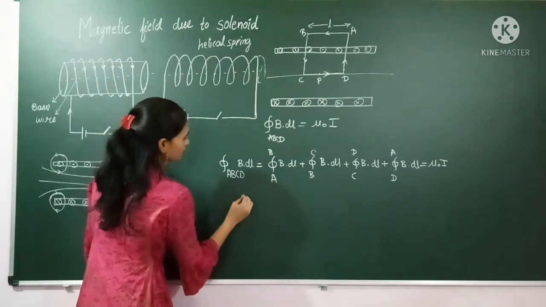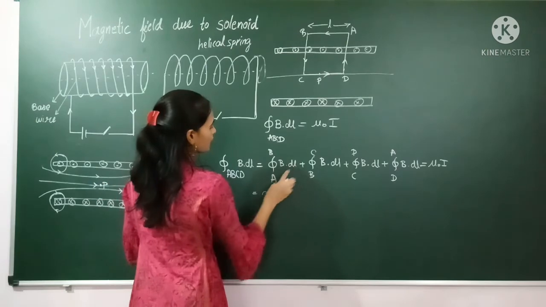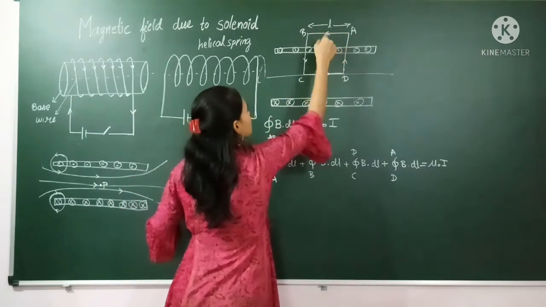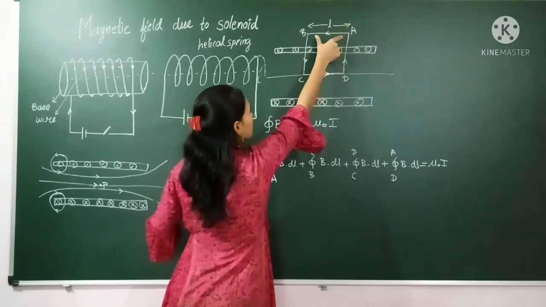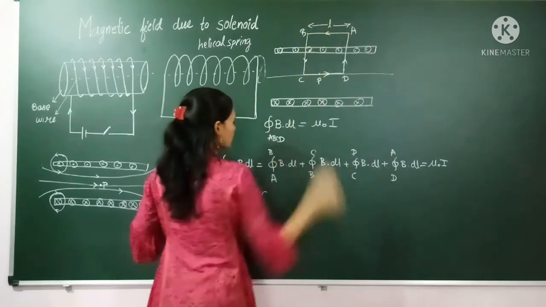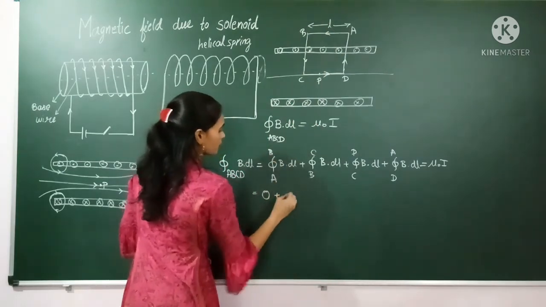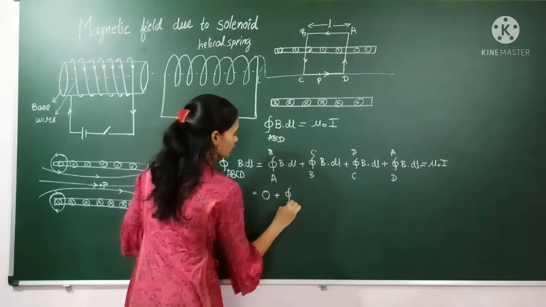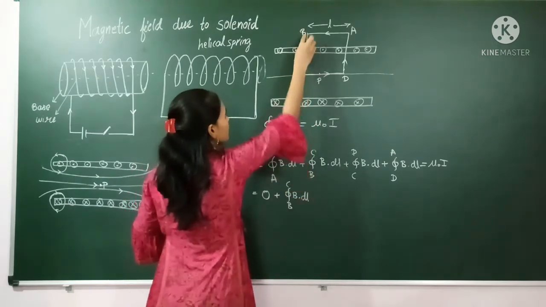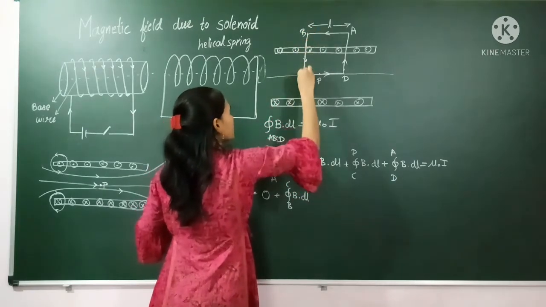Next, after that, here is the closed integral of B dot dl from A to B. This part A to B is outside the solenoid, so there will be no magnetic field. No magnetic field means this whole value will become 0, this complete part will become 0, plus the integral from B to C of B dot dl. Here for B to C, in this case, this is the direction of the magnetic field.